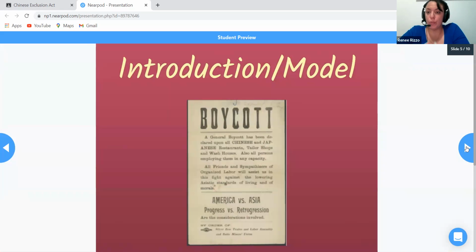Introduction model. This was a poster that was in the original lesson that I decided to include. Boycott. A general boycott has been declared upon all Chinese and Japanese restaurants, tailor shops, and wash houses. Also, all persons employing them in any capacity. All friends and sympathizers of organized labor will assist us in this fight against the lowering Asiatic standards of living and of morals. America versus Asia, progress versus retrogression are the considerations involved.